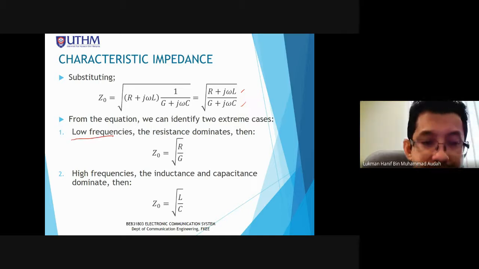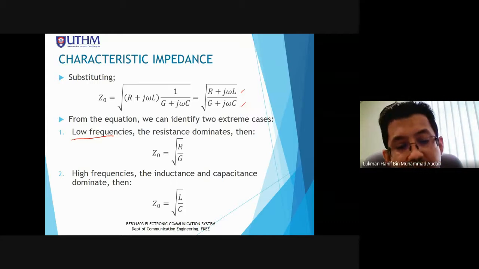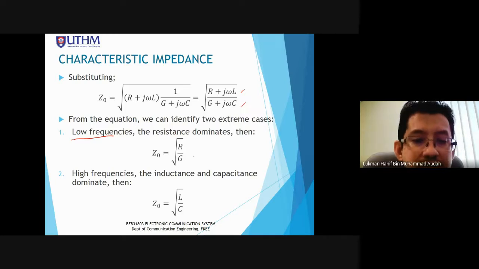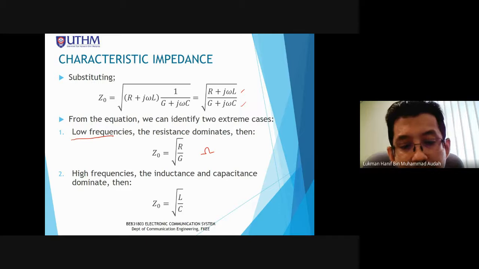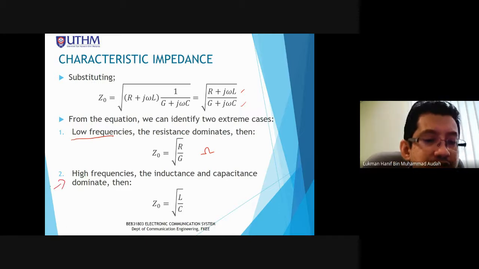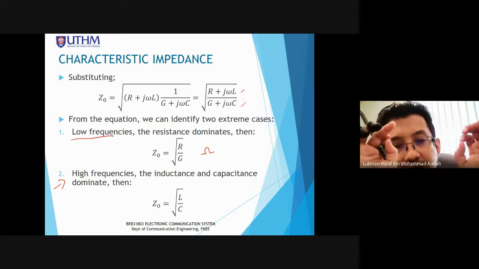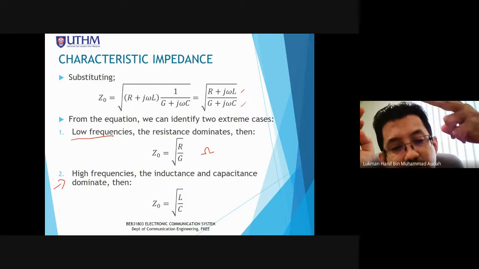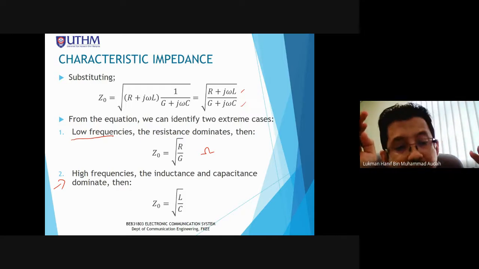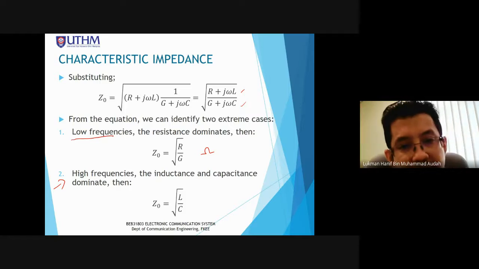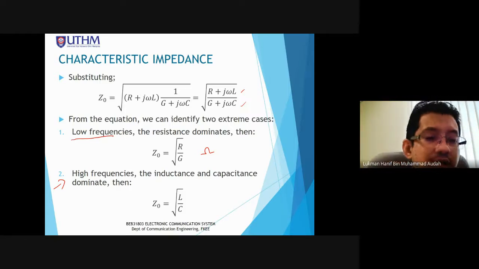low frequencies transmission. Low frequency transmissions, the resistance are dominates. That means we can rewrite the equation to become square root of R over G. Ini unitnya adalah ohms. Untuk high frequency extreme cases, the second extreme. So persamaan umum tadi kita boleh simplify untuk dua extreme cases, low frequency dan juga high frequency. So high frequency ini biasanya dalam julat megahertz ke atas. Okay, megahertz, gigahertz and so on. So dia adalah high frequency.